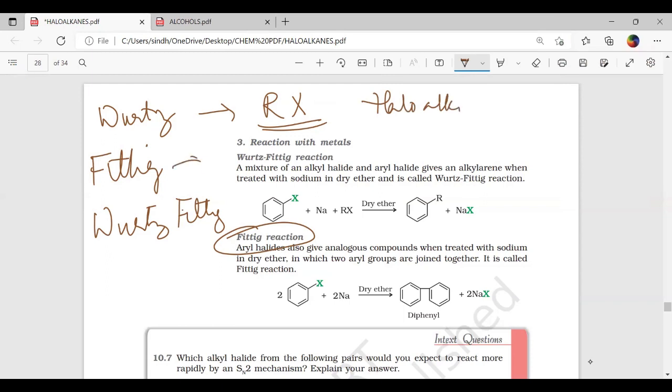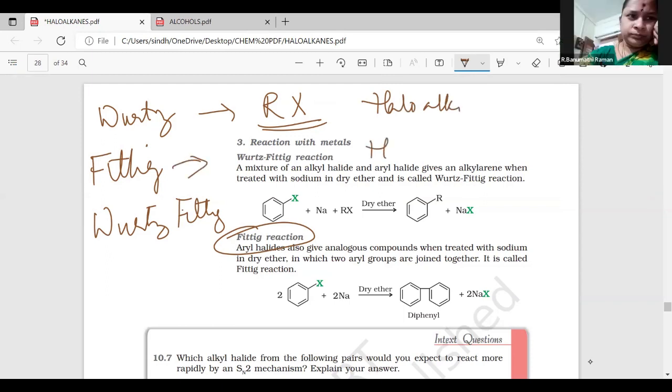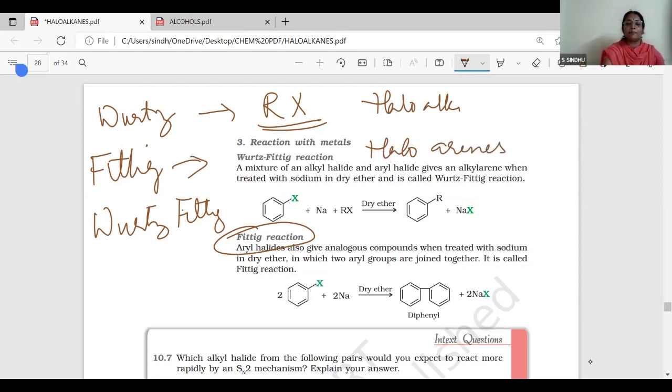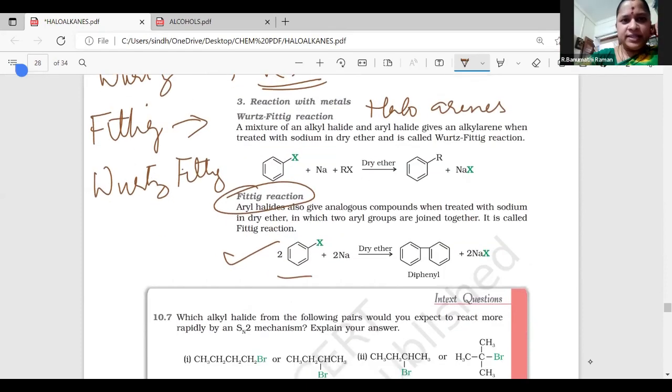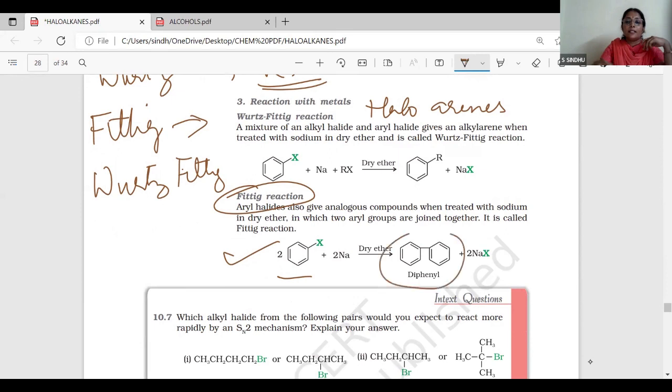Whereas Fittig comes in when it is haloarenes. We have an example here. The other day, Ganesh sir, you had put up a question, no sir? So that was clear, right? You had put up a question in the group about Wurtz here giving diphenyl. Biphenyl is the same. The name is the same. It's the same compound.